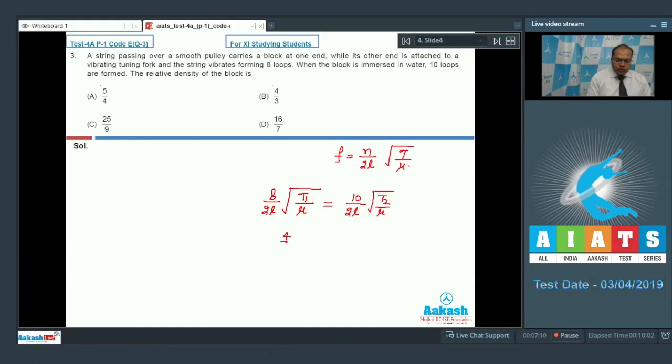So from here we get (4/5)² equal to T2 by T1, and in the case when the block is immersed in water, if the value of T1 is mg, the value of T2 can be written as mg into (1 minus 1 upon ρr), where ρr is the relative density. If I solve this, the value of ρr comes out to be 25 by 9. So option C is the correct answer. Let's move to question number 4.